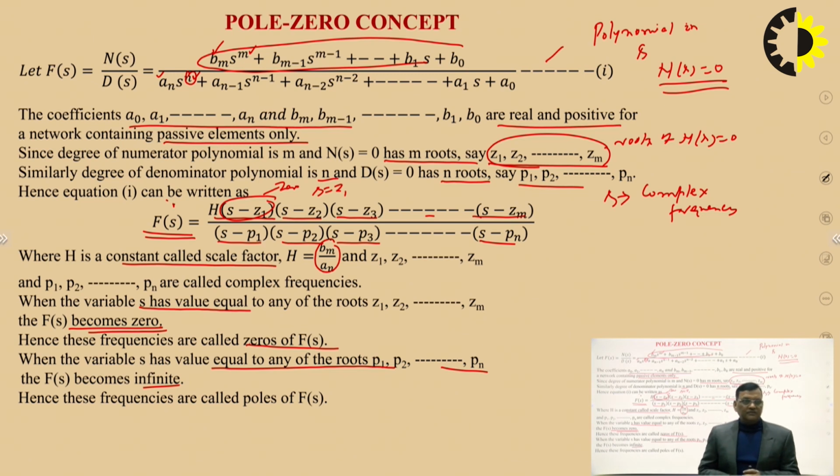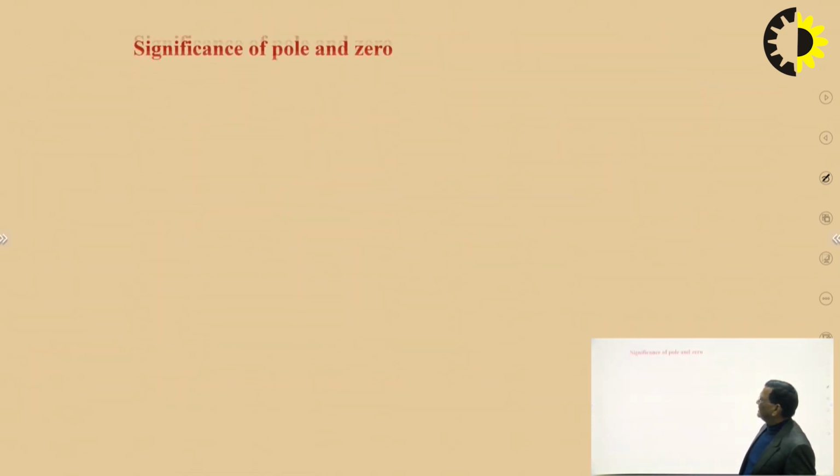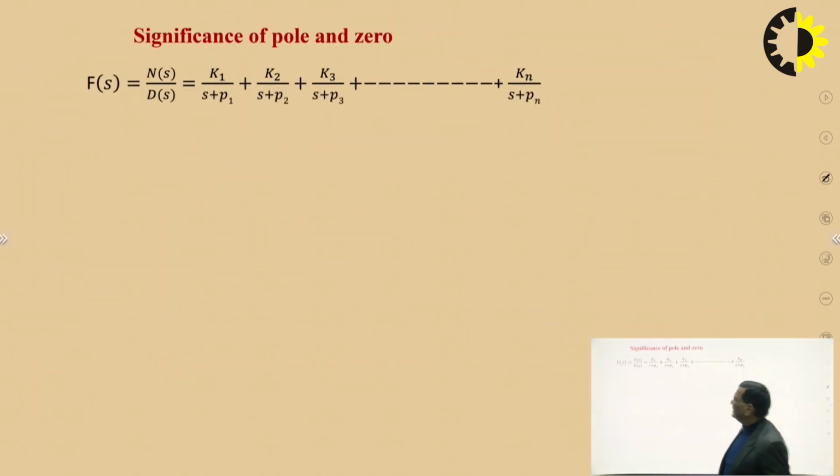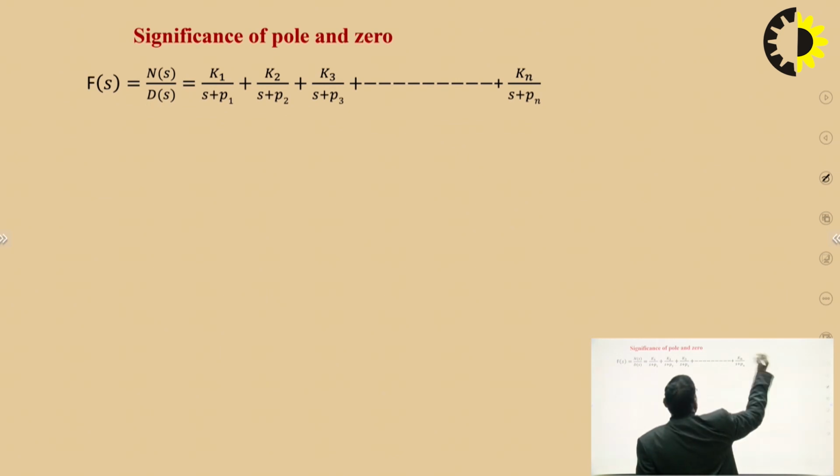So we have defined what is pole, what is zero. Basically poles and zeros are complex frequencies, and the zeros are those complex frequencies at which the network function F(s) becomes 0, and poles are those complex frequencies at which the network function F(s) becomes infinite. Now what is the significance of pole and zero? Suppose any network function is given in the form of a polynomial. We can write the previous equation here.